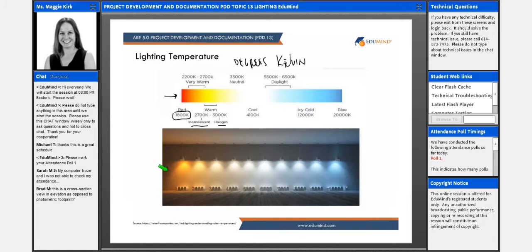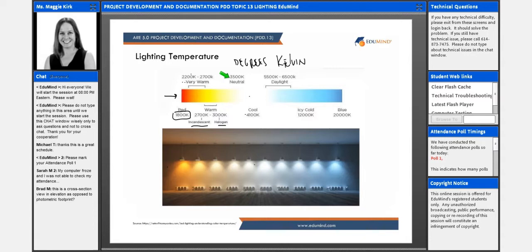Once you start to get to the middle, around 4100 K, well, that's when you start to get into the cool colors. And so right about 4100 K is when you're going to start to have a very white light. Okay, and you can see it below, correlated with that. Daylight, so as noted up above, that 2200 K to 2700 K is going to be very warm. And then once you start to get into that 3500 K, that's going to look more neutral. And then that cool, almost white light is going to be around 4100 K.